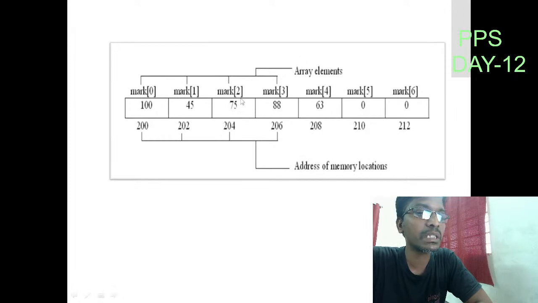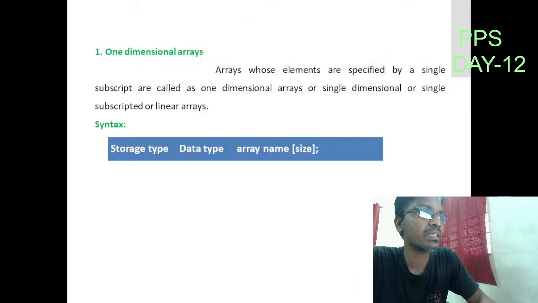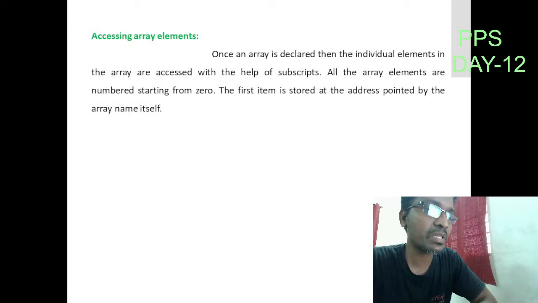So by using an index number, you access the particular value in a memory location. With the help of the index number, you access the array elements. In this example, if I use marks[3], then I access the element 88 in memory. What I am saying is that with the help of a subscript, we access particular array elements in memory.